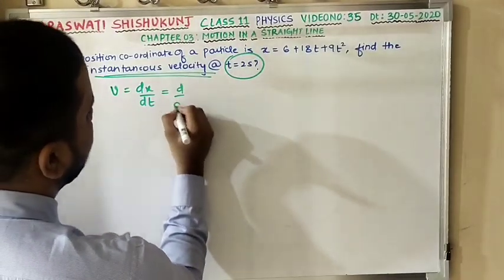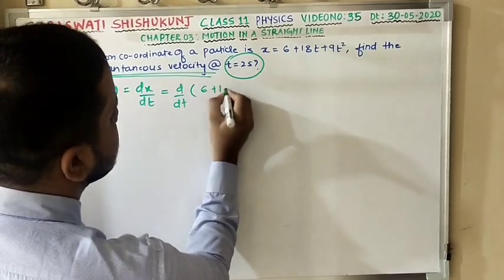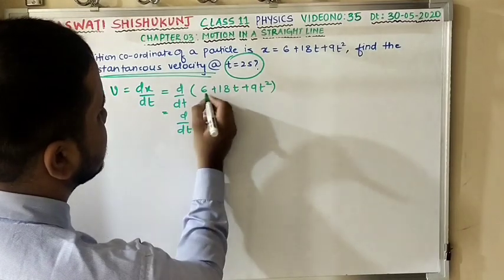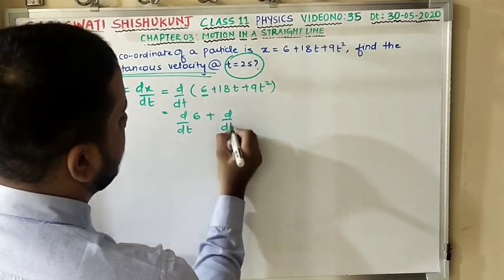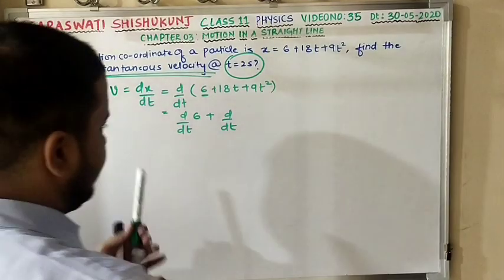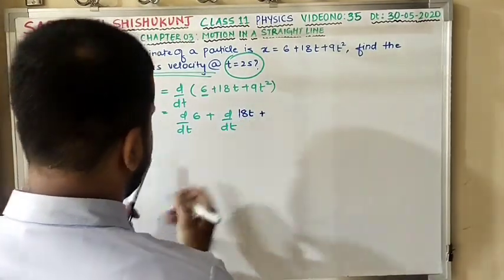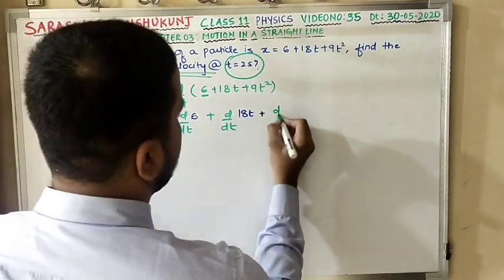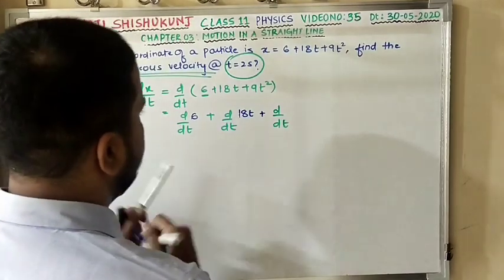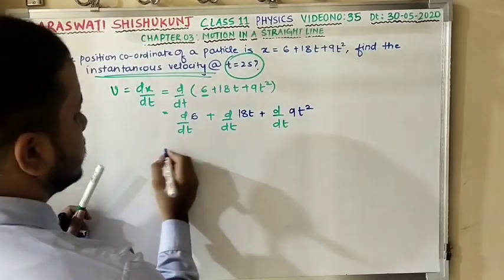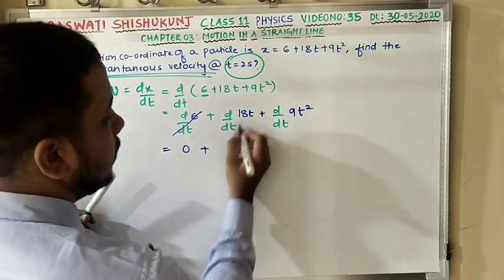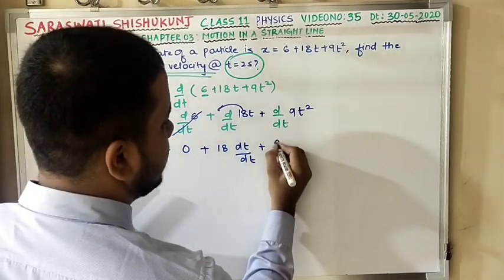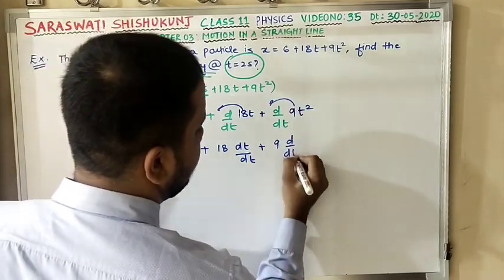So d by dt of x, which is 6 plus 18t plus 9t square. I will do it separately. d by dt of the first term, which is 6, d by dt of the second, 18t, and d by dt of the third term, 9t square. Till this clear? The constant differentiates to 0, 18 will come out with dt by dt, and 9 will come out with d by dt of t square.